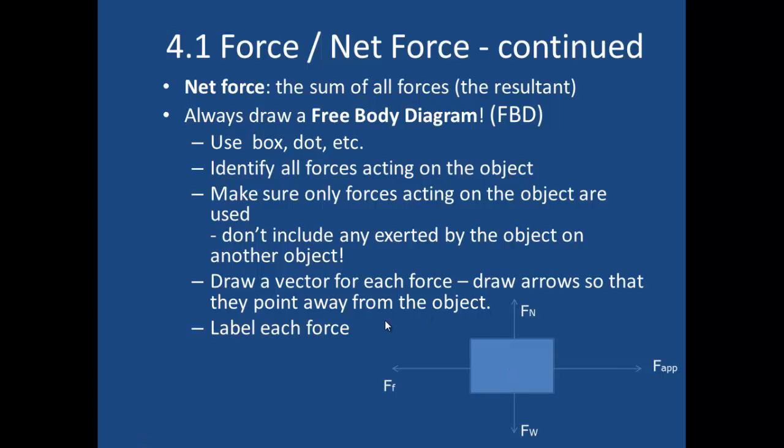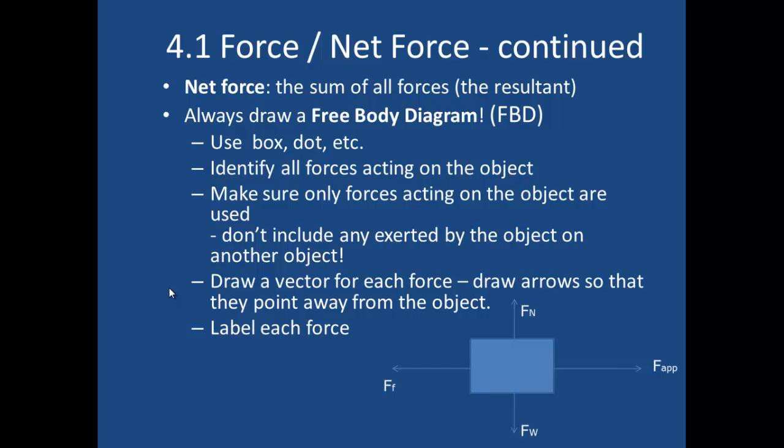In order to draw these diagrams, there's a few things that we need to remember. The first is to identify all forces acting on the object. The second is to make sure that we are only using forces acting on the object. In other words, we should not include forces that the object is exerting on something else. Third, we need to make sure that we draw a vector to represent each force. So we're drawing an arrow to represent each force.